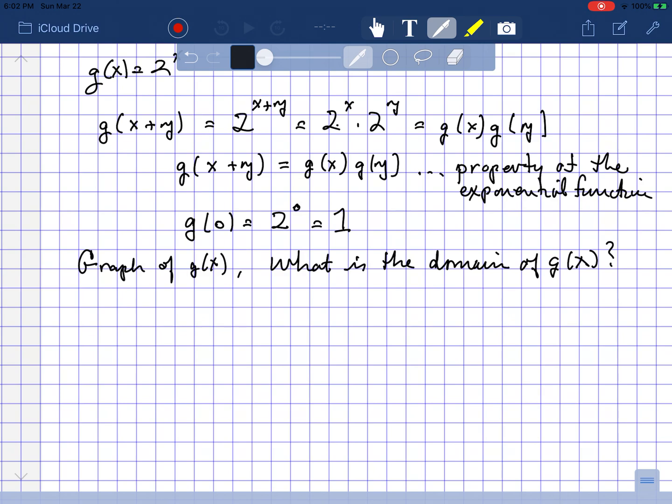Well, the domain is the set of real numbers such that g of x can be defined. And g of x we know is equal to 2 to the x power. And 2 to the x power is defined for all real numbers.